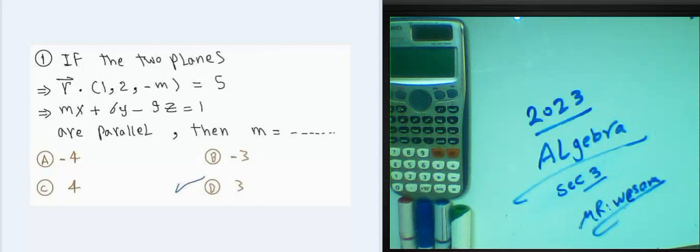Today we'll solve the exam of this year, 2023, session 1, for algebra and geometry.